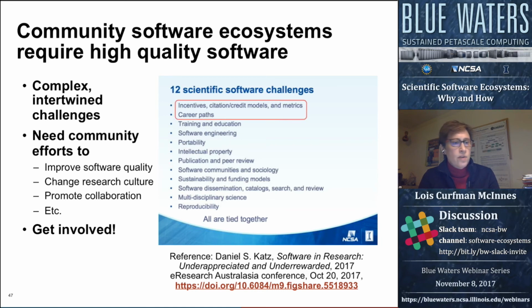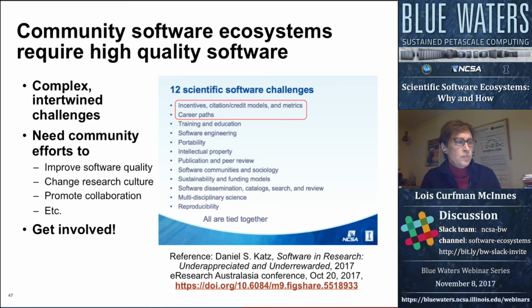And this diagram on the right side, or list, is taken from a recent presentation by Dan Katz that he did at a conference where he was focusing on issues in part of this spectrum, but I think really nicely summarized the complexity that's involved. And basically, we as a community need to work on many fronts to not only improve software quality, but also to really change the culture of scientific research and scientific software development and use, and also to promote collaboration.